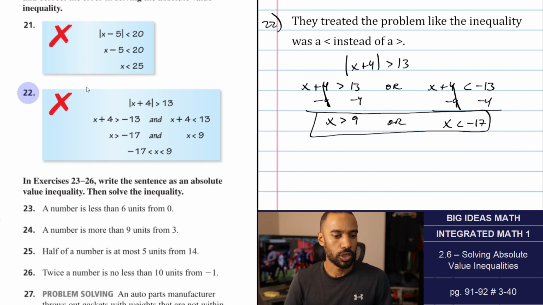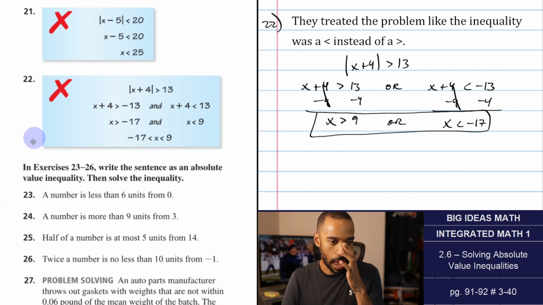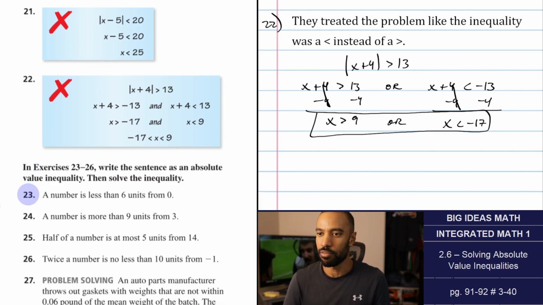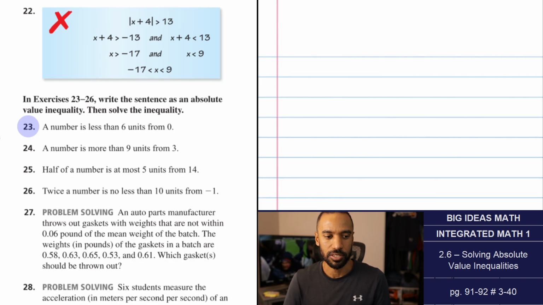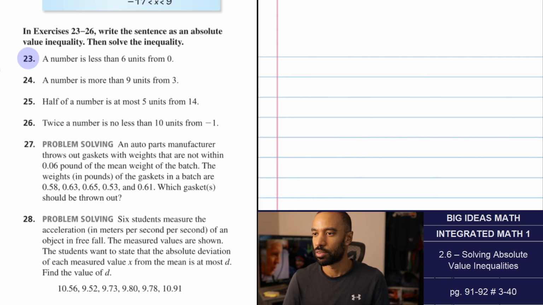Okay, in exercises 23 to 26, write the sentence as an absolute value inequality, then solve the inequality. No graphs again, no graphs asked. So let's kind of move down there.